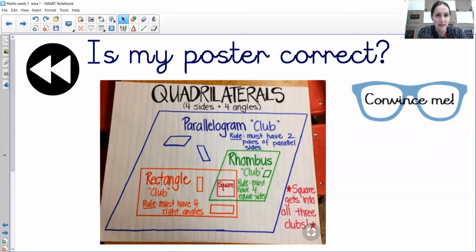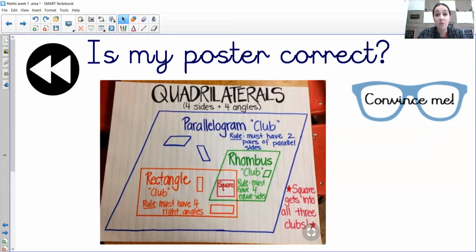Right, I know it looks a bit confusing, but have a think. Do you think this is correct? Is a square a type of rhombus, a type of rectangle, and a type of parallelogram? Is a rhombus also a parallelogram? Is a rectangle also a parallelogram? Have a think. Okay, so this might look a little bit confusing on the face of it, but the answer is yes.